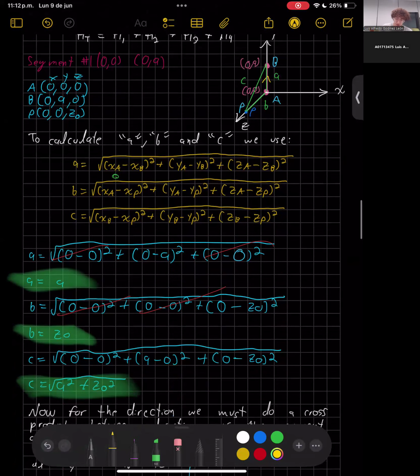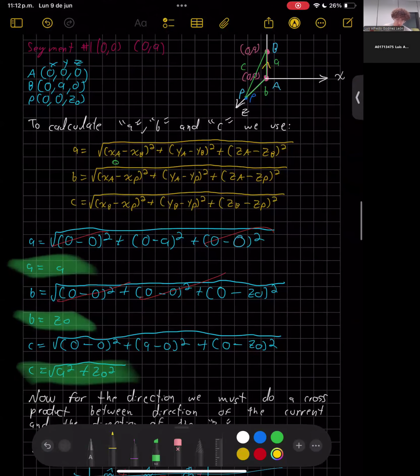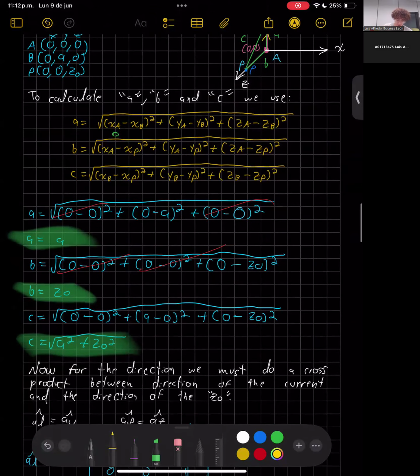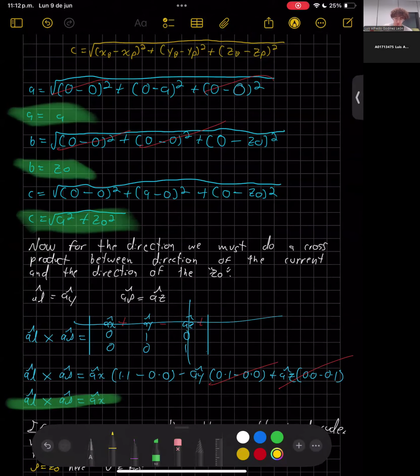In this case, A is always going to be equal to A, because of the way that I did the problem, that's how I planted all the triangles. In this case, we can see that also B is equal to 0, and well, this is all the calculations that we do for each one of the triangles.